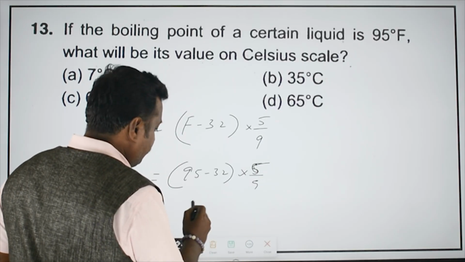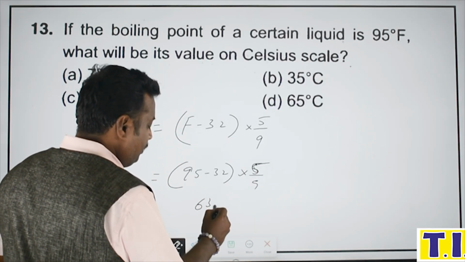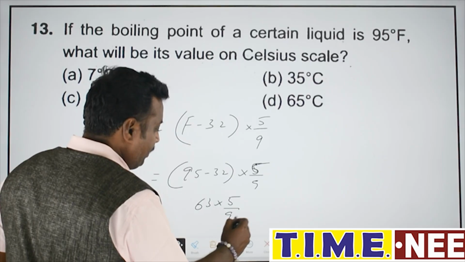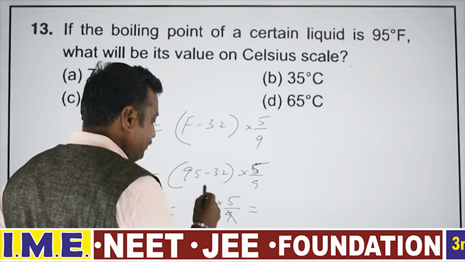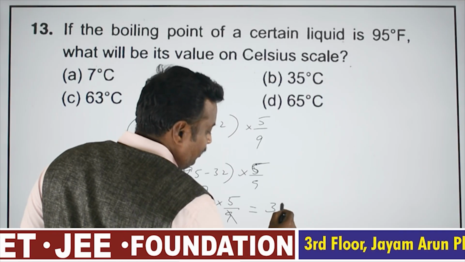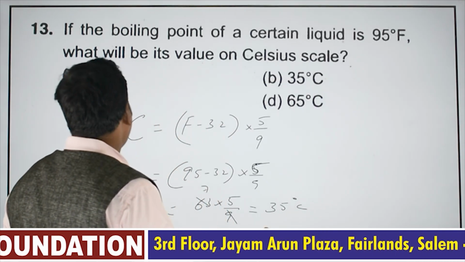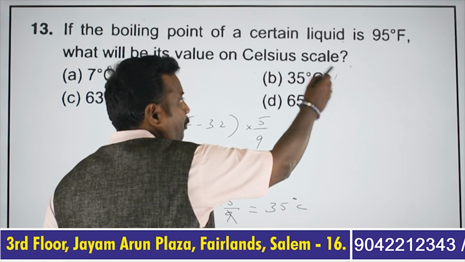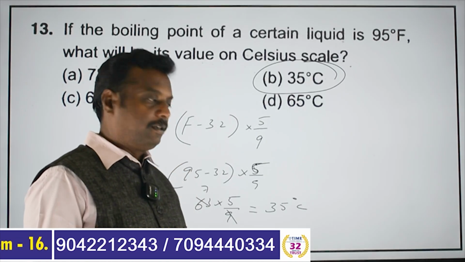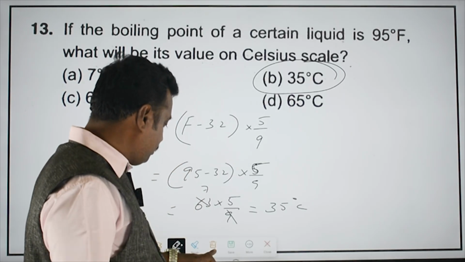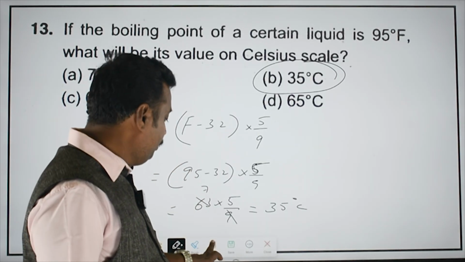Right? So 95 minus 32 is 63. 63 into 5 by 9. So 9 7s are 63. 9 இதில் 7 times போகும். 7 into 5 is 35 degrees Celsius is the right choice. So my option will be option B. So this is first way of doing. இது வந்து மொதல் மெத்தட். வேற ஏதாவது மெத்தடா இருக்கானா definitely there is some other method which is universal.